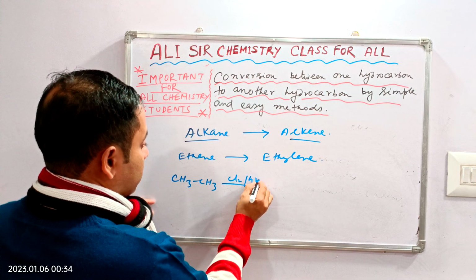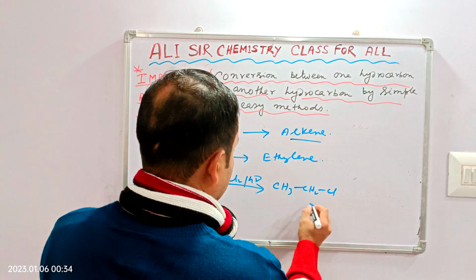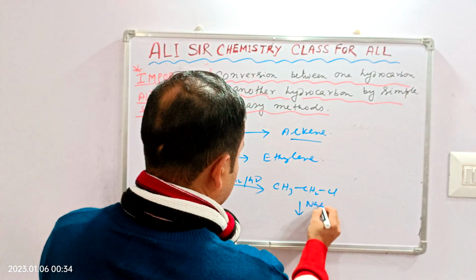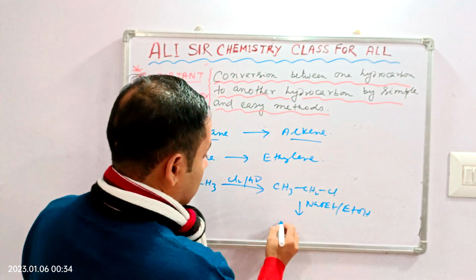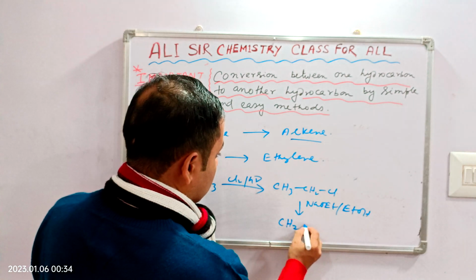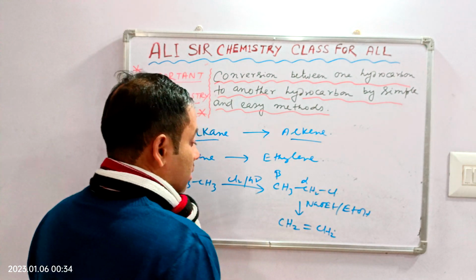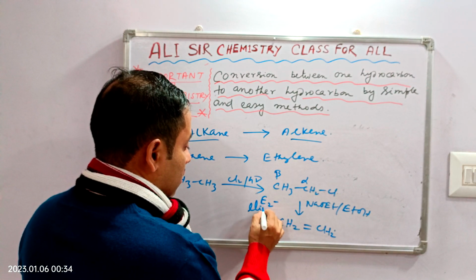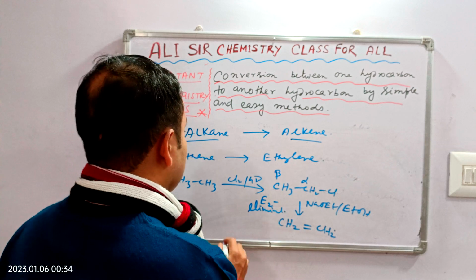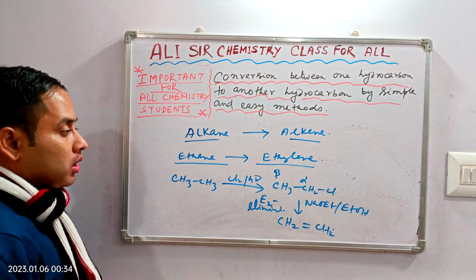You use a chlorination reaction to get CH3CH2Cl, and then use elimination, NaOH, ethanol. You will get CH2=CH2. This is known as E2 elimination or beta elimination. So very easy. Ethane to ethylene.